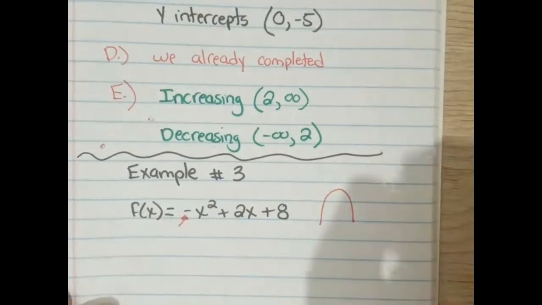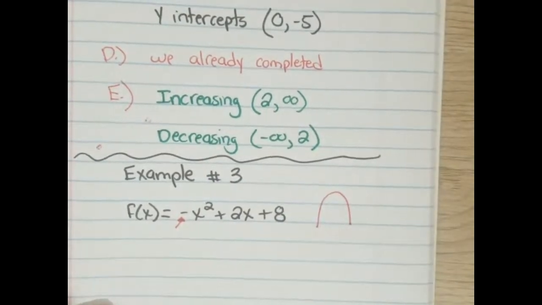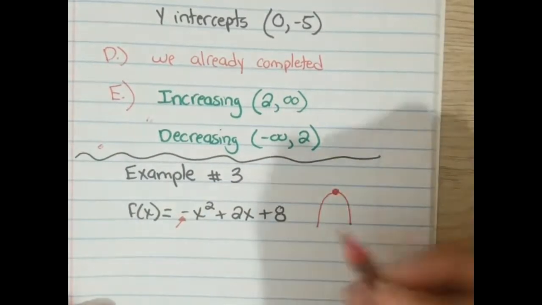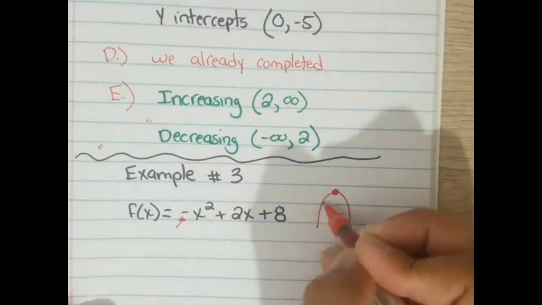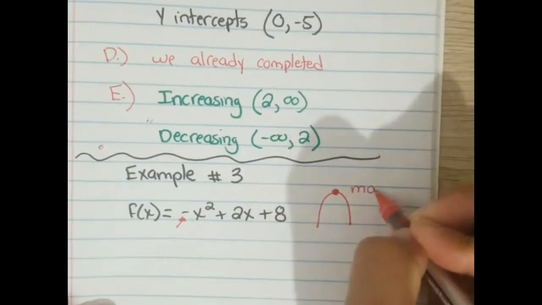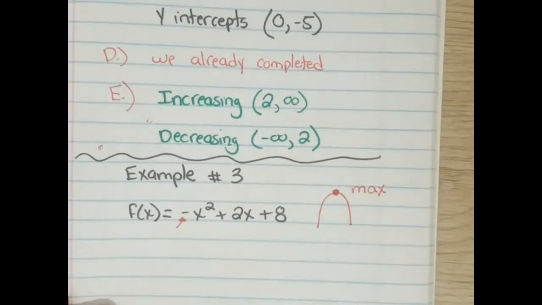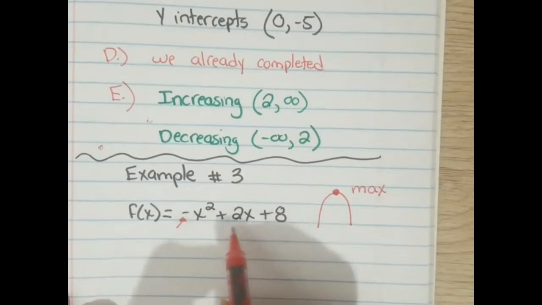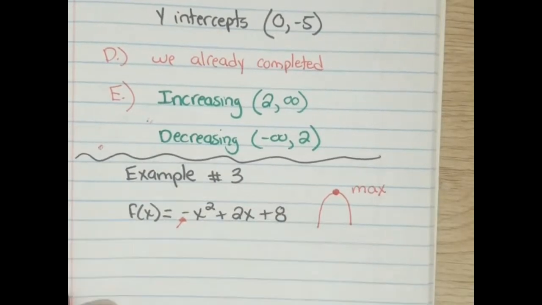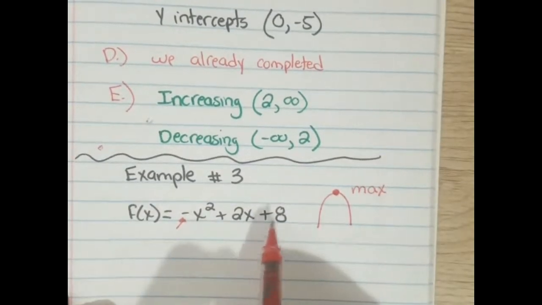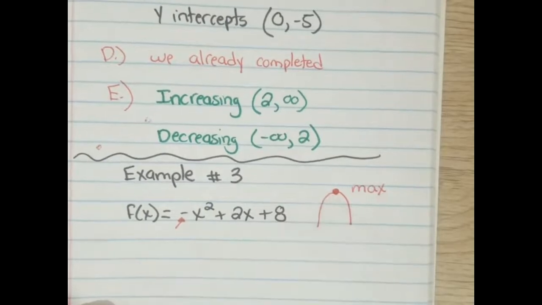And so if I think of the vertex, it'll be where the graph changes from increasing to decreasing, but this time it'll be a maximum. But it's hard to identify the vertex, the h and the k, when it's in standard form. So we're gonna go ahead and put this function in Desmos, and then verify where this vertex is.